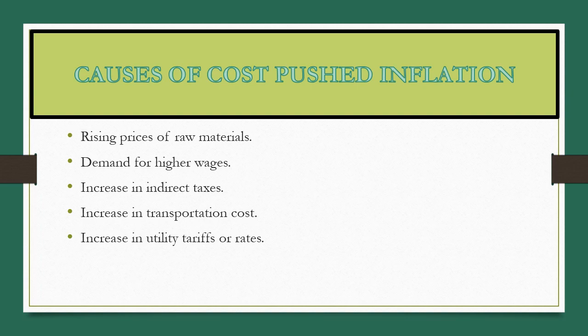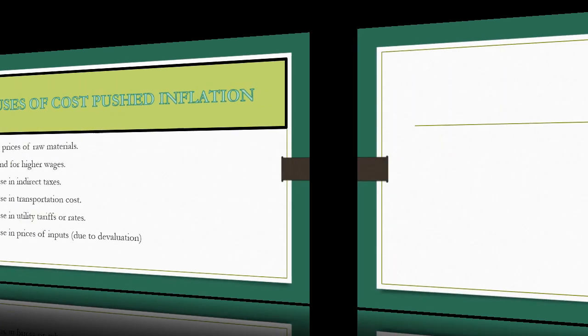Five, increase in utility tariffs or rates. When utility tariffs are higher, it increases the cost of the producer, and the producer in turn adds it to the price. Six, increase in prices of inputs due to devaluation. When the price of inputs increases, it increases the cost of the producer, and the producer in turn adds it to the price, leading to inflation.